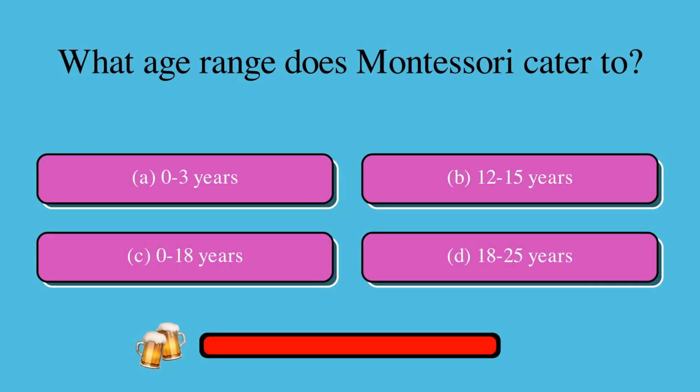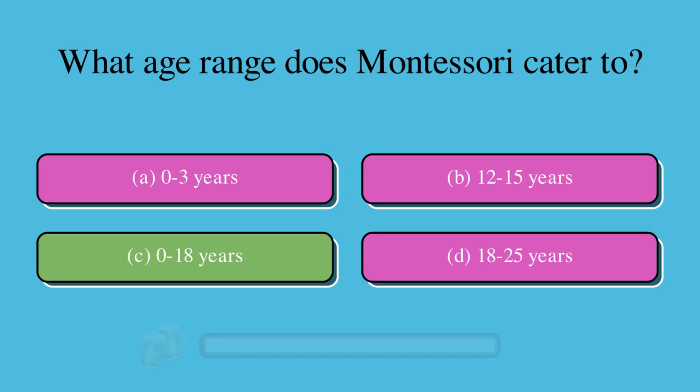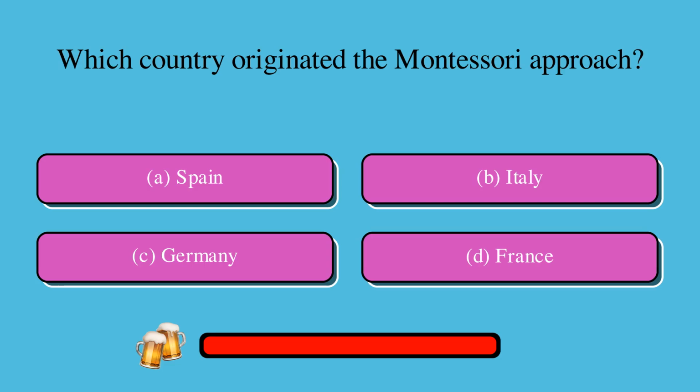What age range does Montessori cater to? Is it A, 0 to 3 years, B, 12 to 15 years, C, 0 to 18 years, or D, 18 to 25 years? The correct answer is C, 0 to 18 years. Which country originated the Montessori approach? Is it A, Spain, B, Italy, C, Germany, or D, France? The correct answer is B, Italy.